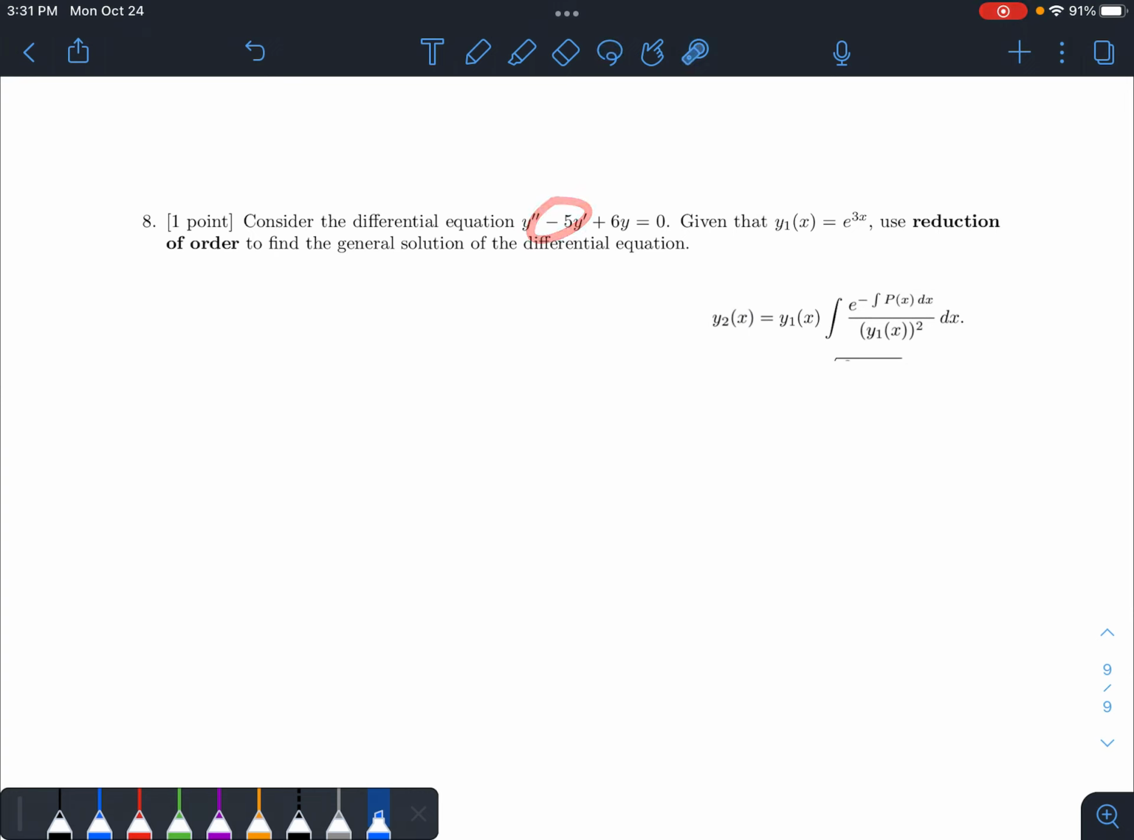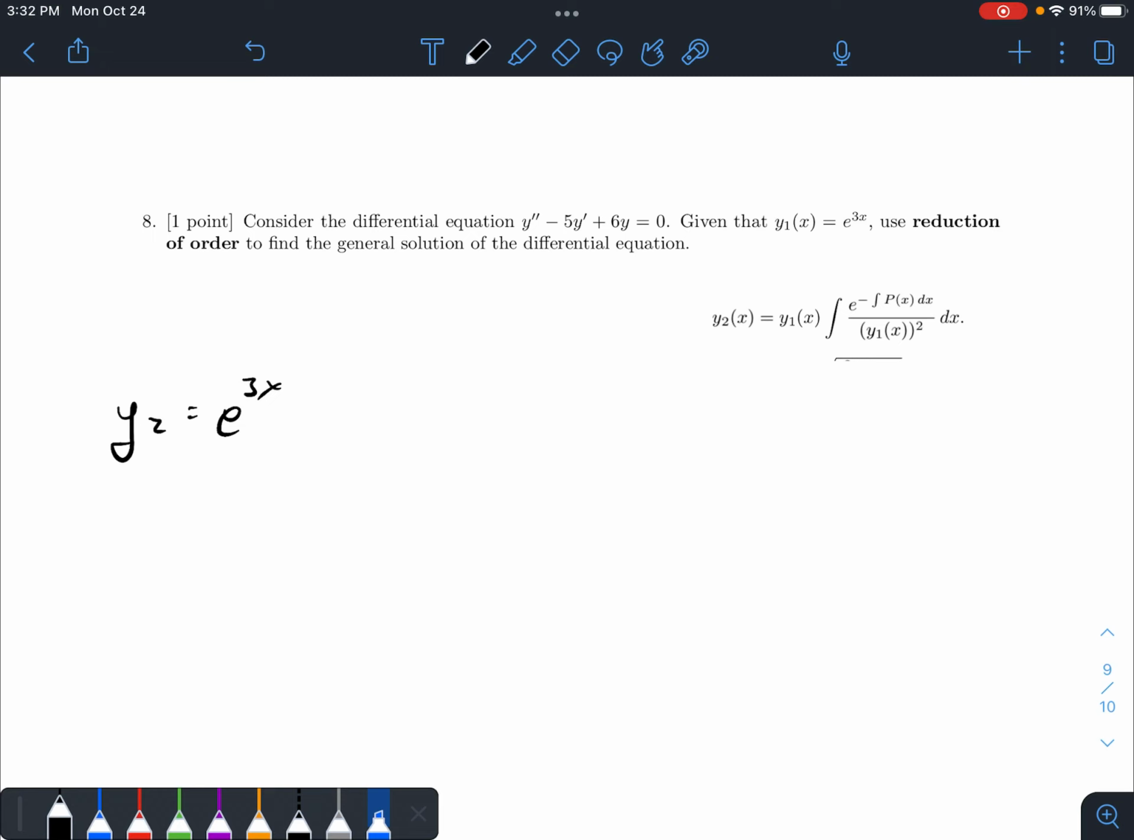Okay, what's our p of x? Our p of x is just going to be whatever is attached to the y prime, assuming that we normalized. So if this was like 6y double prime, then you would have to divide by 6 first. If it were 6x times y double prime, then you'd have to divide by 6x. Just make sure that the coefficient of your y double prime is 1, and then your p is going to be whatever is attached to the y prime, including the sign.